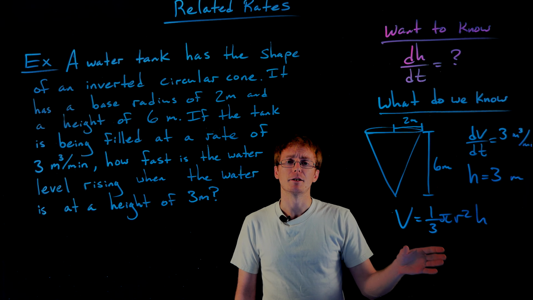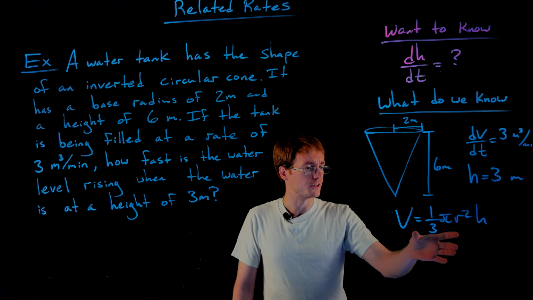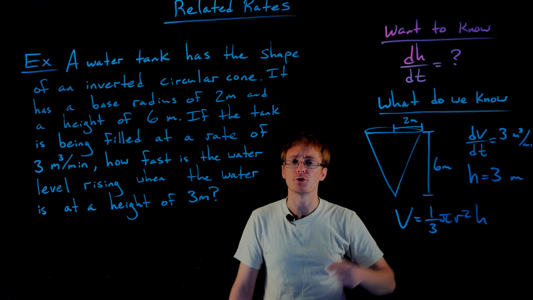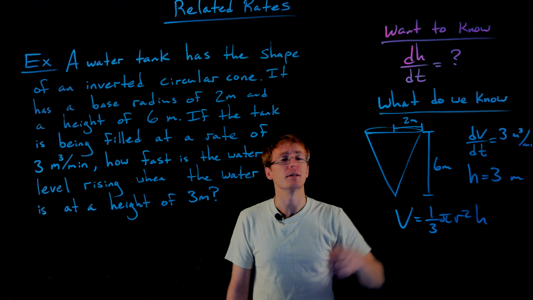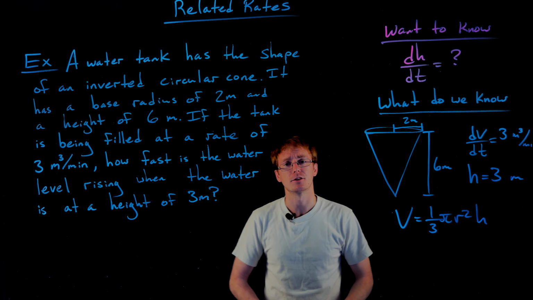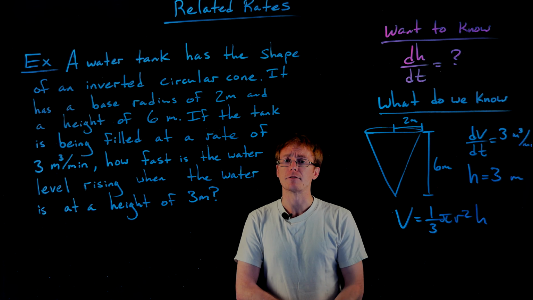So if we look at the information that we have gathered so far, we can see that we have our equation that relates the volume and the height together, but it also involves the radius, and we weren't really given much or really any information about the radius or how it changes in this situation. So we're going to have to work around that.